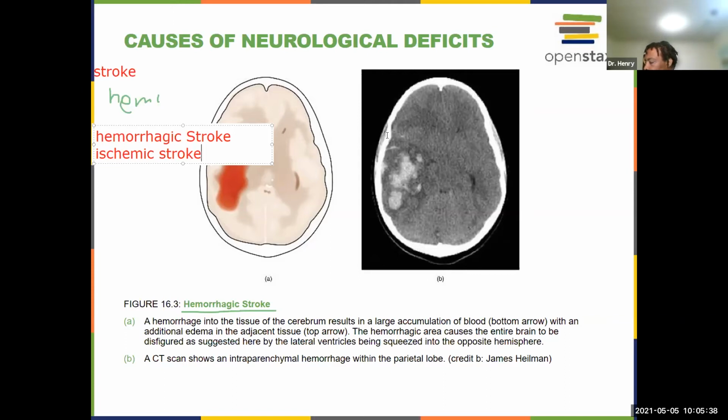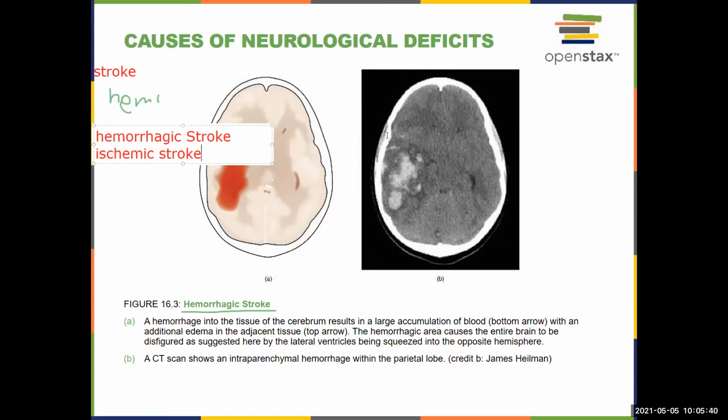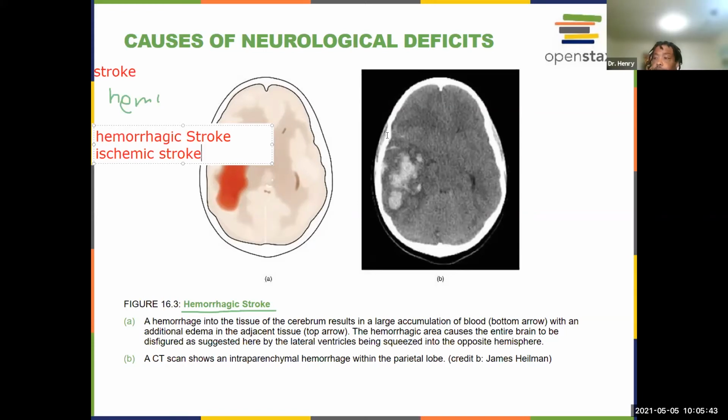So you're saying that one stroke could lead to another stroke? Yes. So you could end up with a minor stroke that ends up leading to a major stroke.